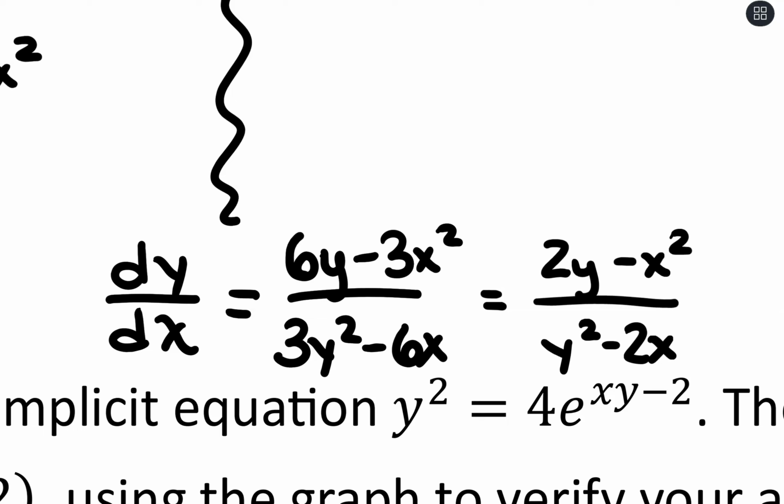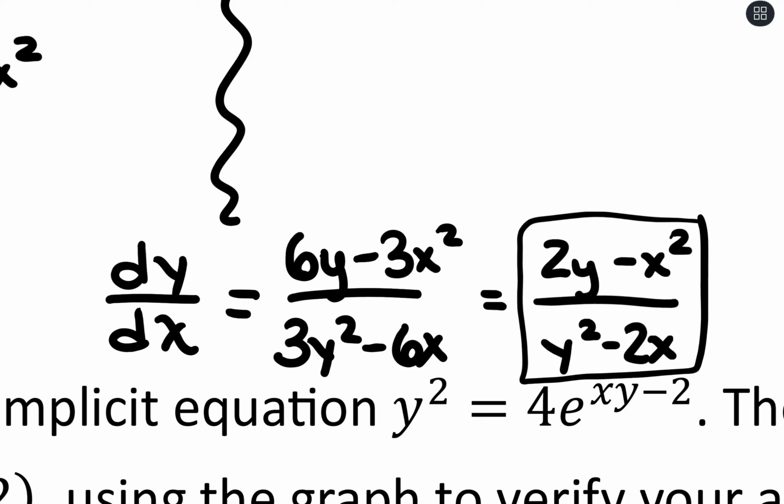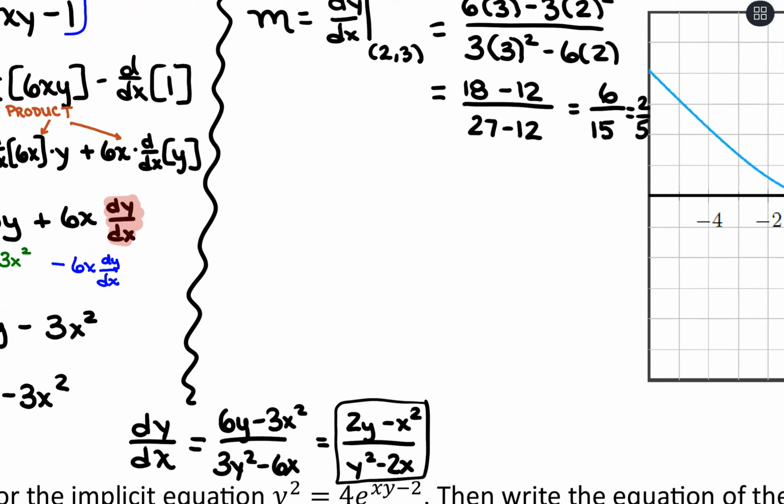And in terms of this scenario where we're going to be plugging in, it doesn't particularly matter. If we were looking for the simplified form of the derivative, then we would definitely want this (2y minus x squared) over (y squared minus 2x). But in this case, we end up plugging in and it all works out for our equation of the line. So for this scenario, it doesn't matter too much to have the completely simplified form. But if the goal is to solve for dy/dx, we would want to take the steps of simplifying completely. Okay, so we found our slope.